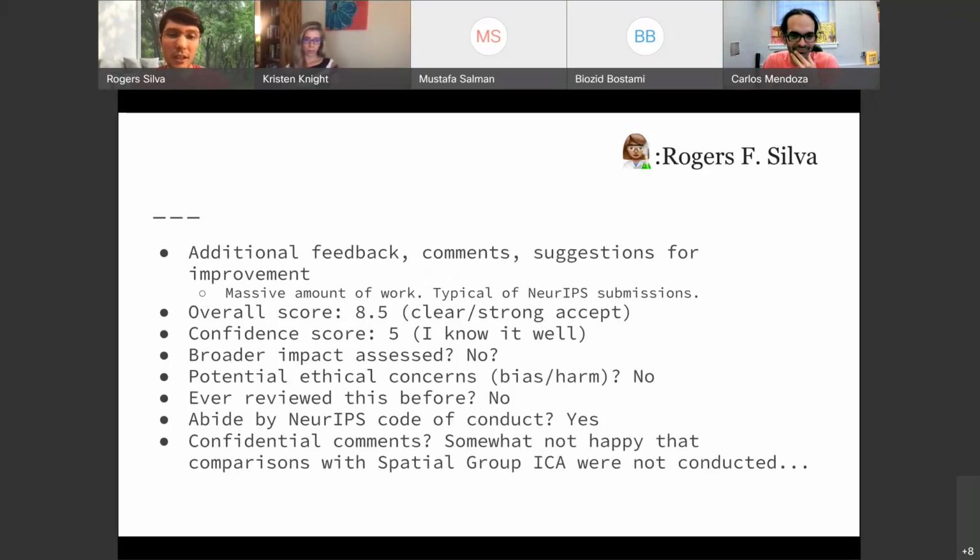My key issue was really the lack of comparison with spatial group ICA. Other than that, there were no other issues, with ethical concerns or anything like that.